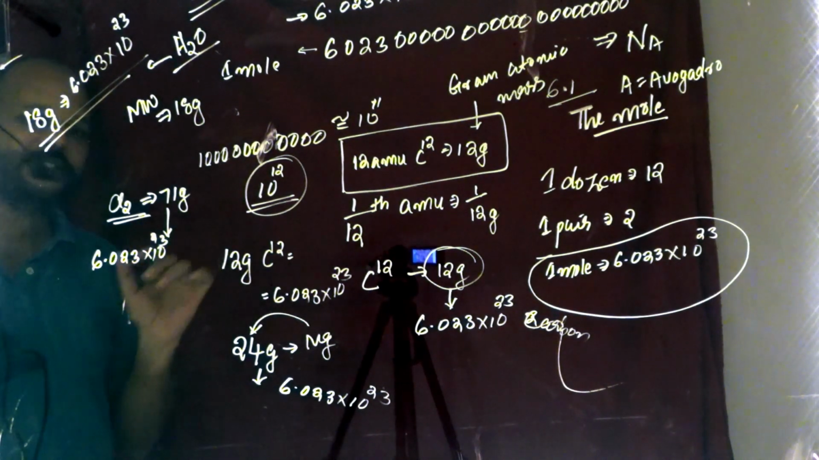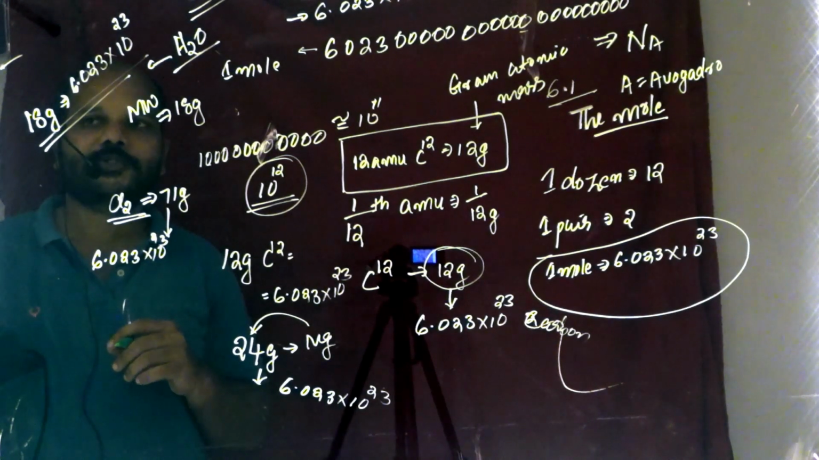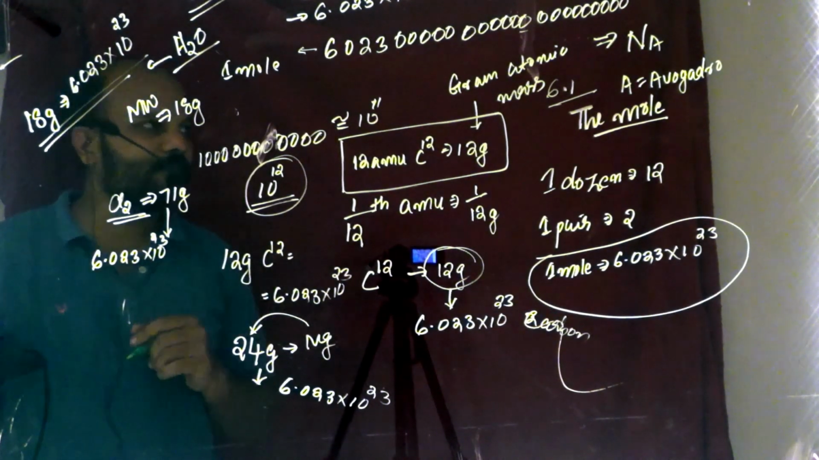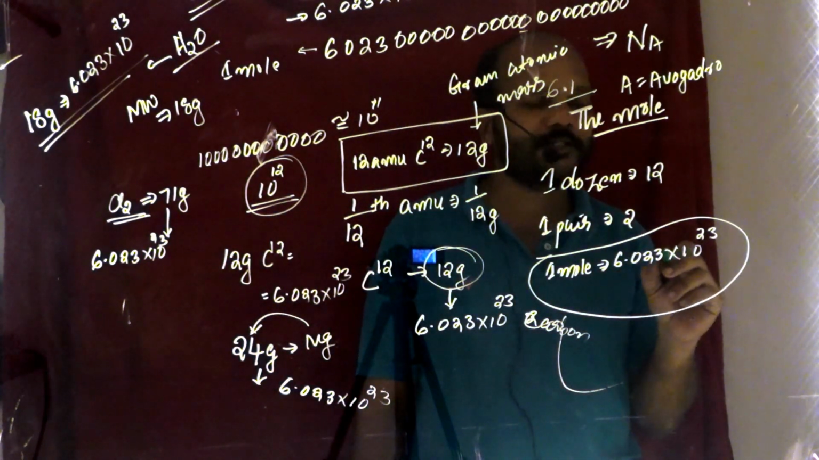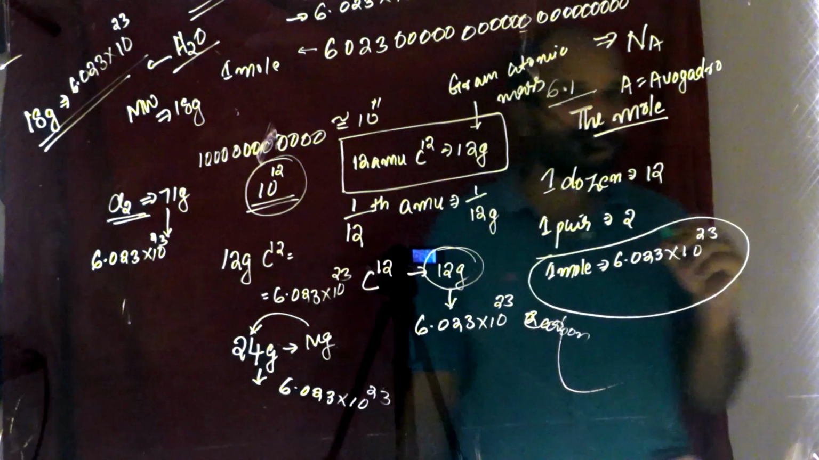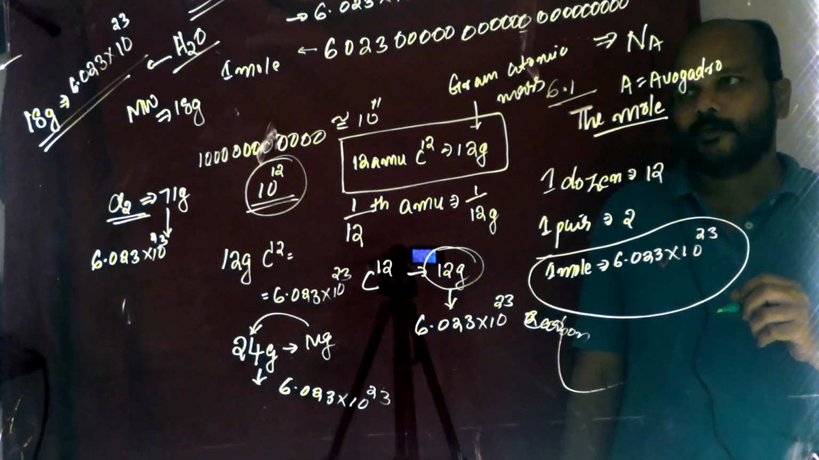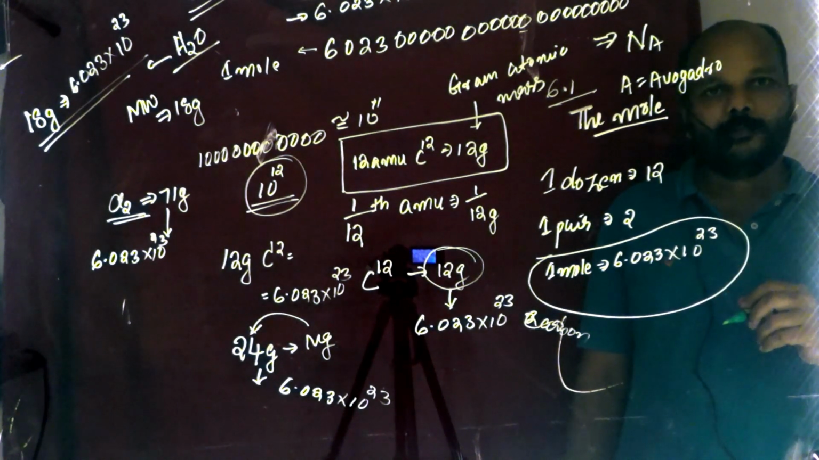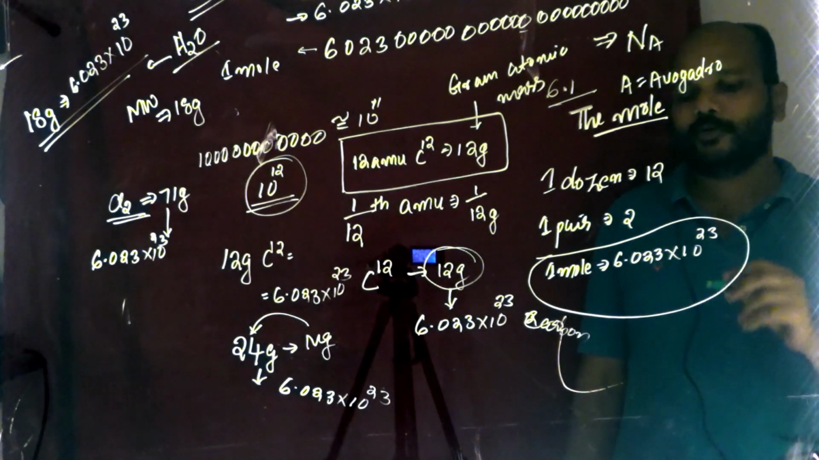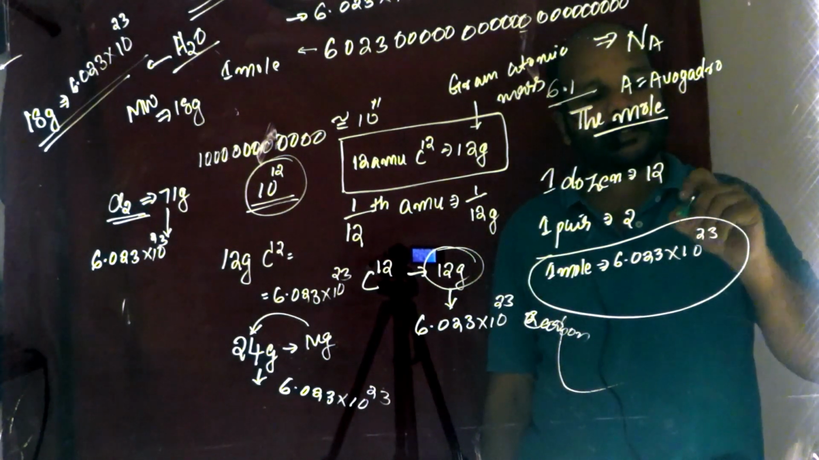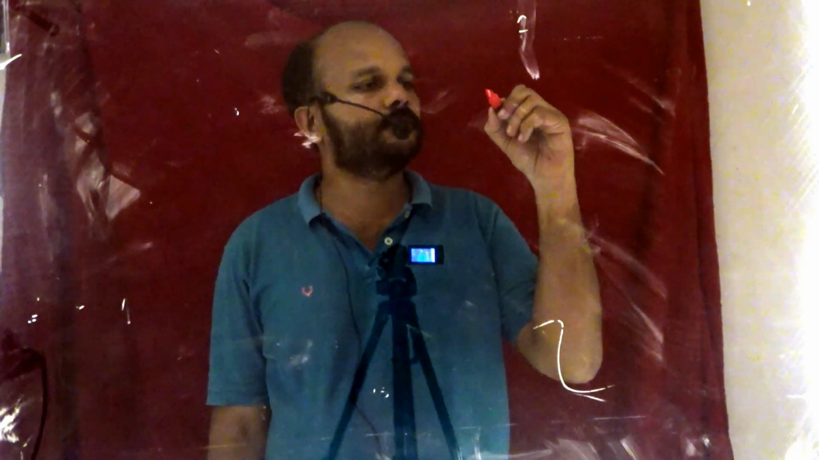So the mole is just like a pair, just like a dozen, it is just a number. 6.023 into 10 raised to 23 number of particles are there in this one mole. Okay, and 18 gram of water, this is if you are taking its mass. Okay, so now we will do some calculations.